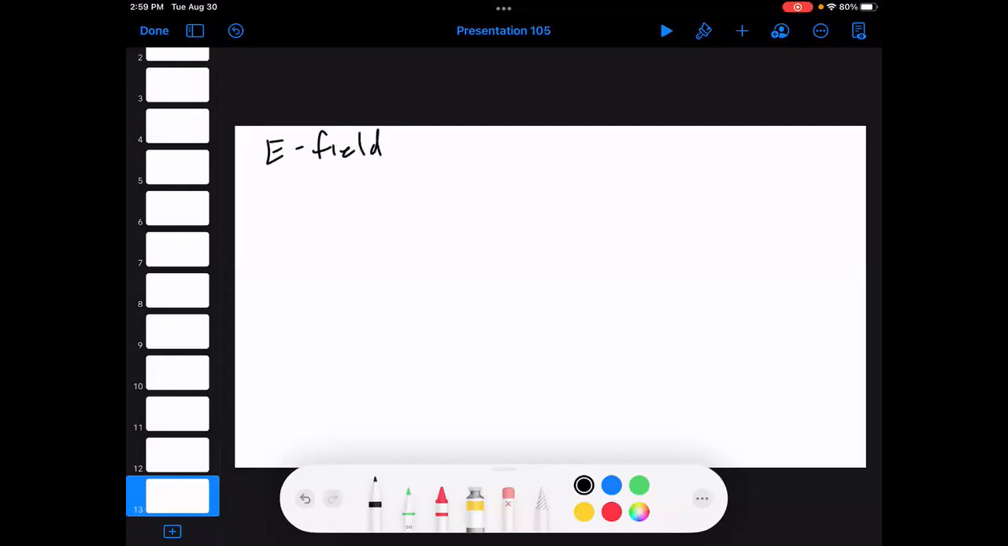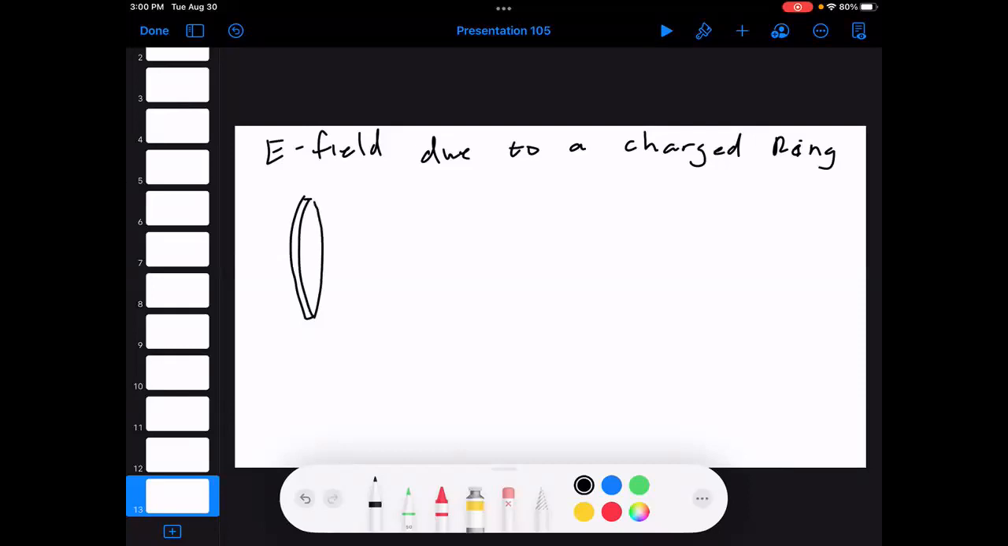But I do want to do this ring because we're going to come back to a charged ring as we go through electric potential in a week or two. So I want you to see it in a couple different ways.